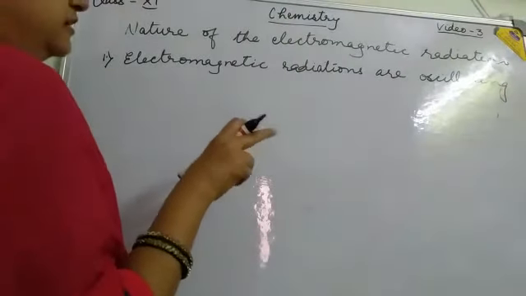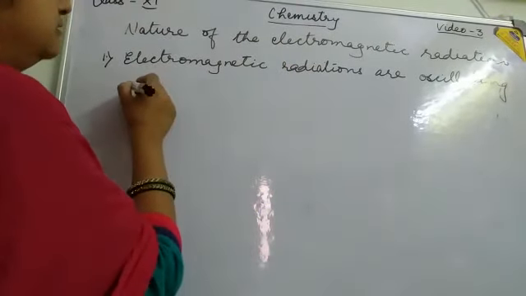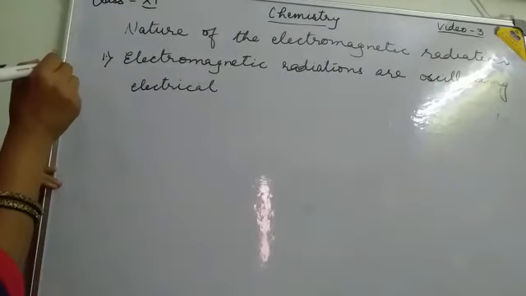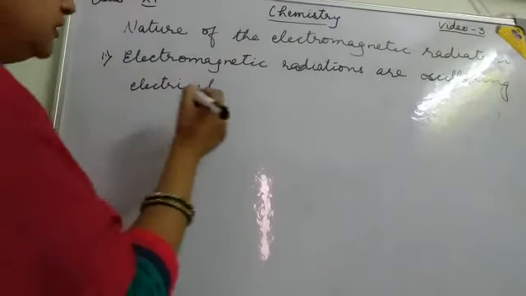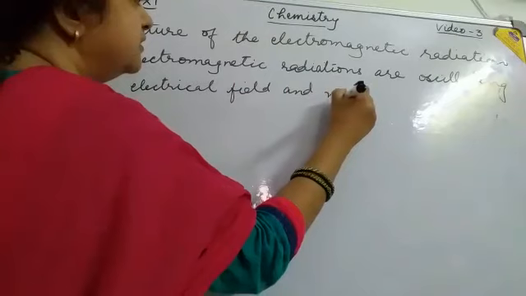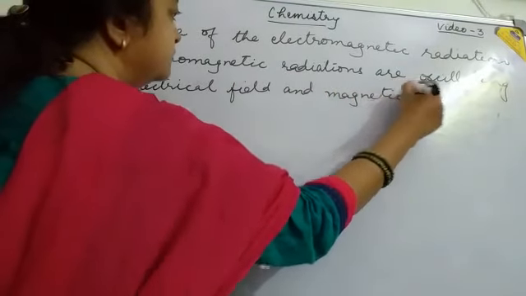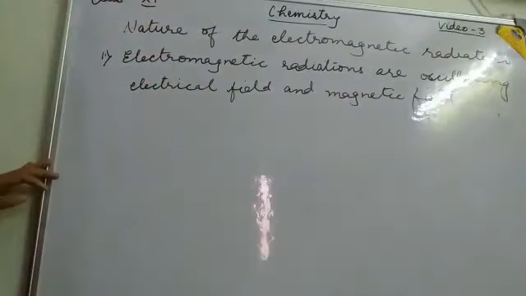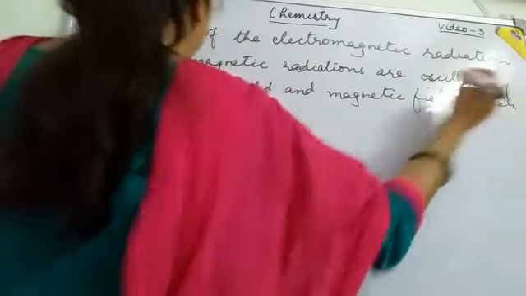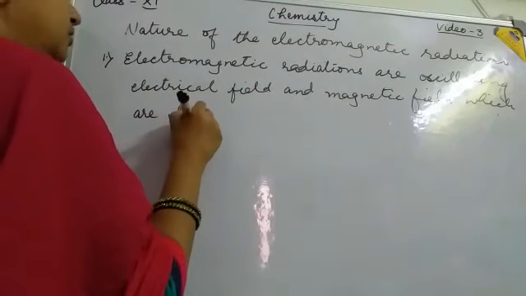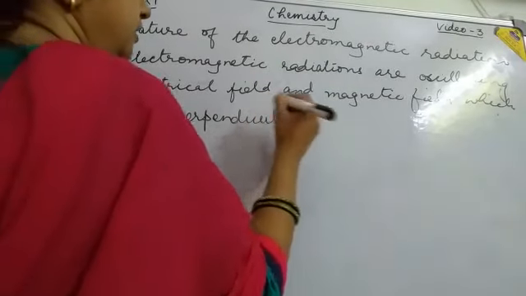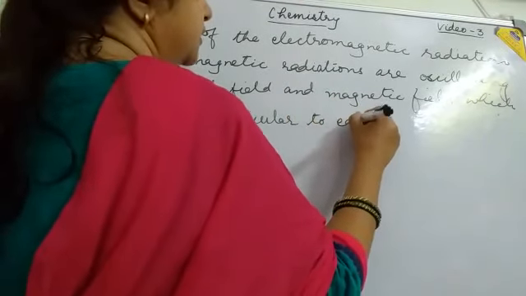You can write that electromagnetic radiations are oscillating electrical field and magnetic field. These electrical and magnetic fields are perpendicular to each other.